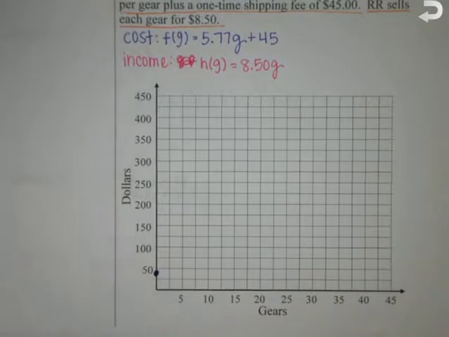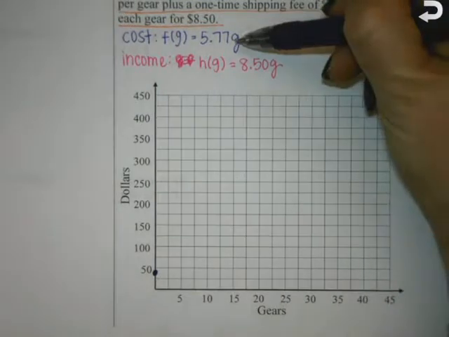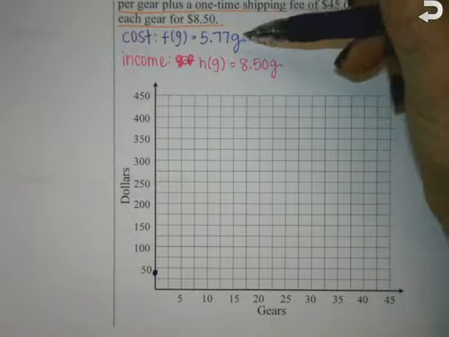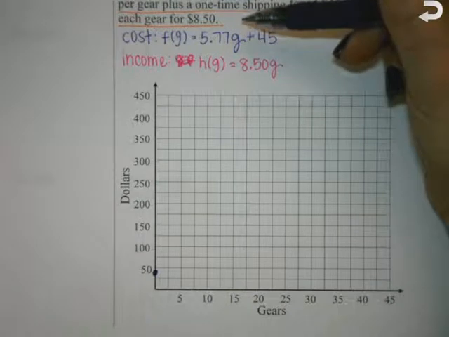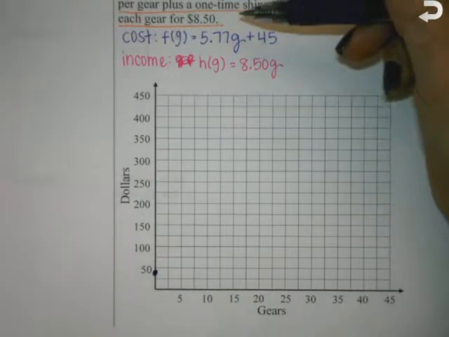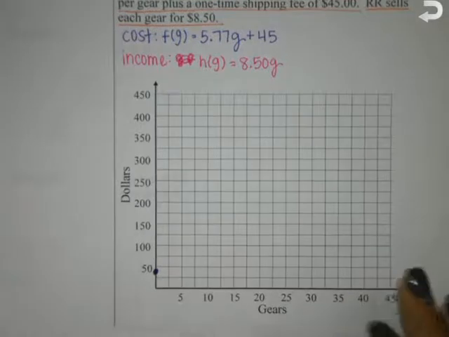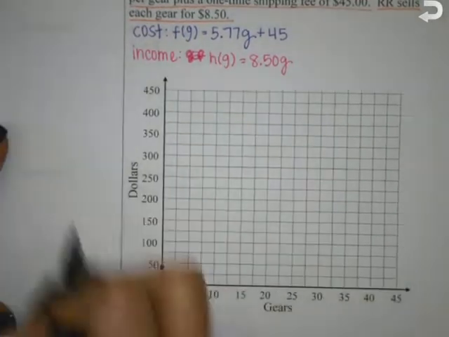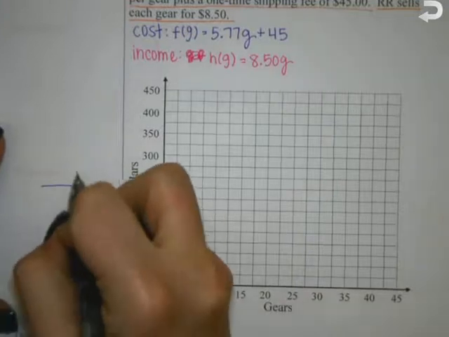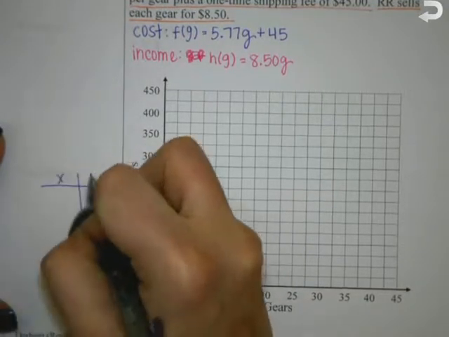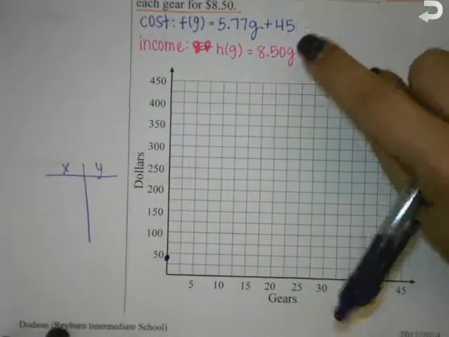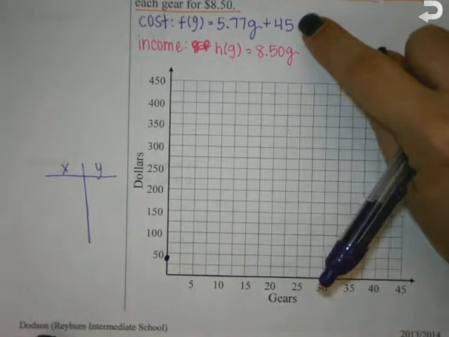And then my slope here is 5.77 G. So we're going to have to plug in a couple things to try and figure it out. 5.77, that's almost 6, and then it's over 1. So to graph the rest, let's make a T-chart off to the side. And we have X's and Y's. So we're going to be graphing this guy, X's and Y's.